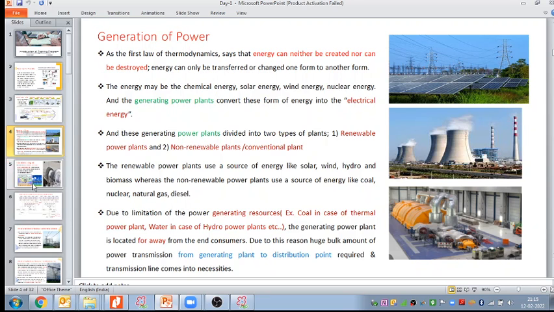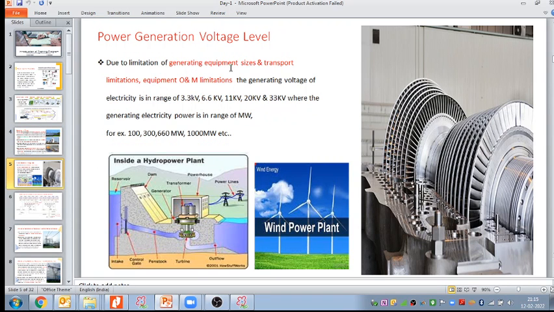Due to the limitation of generating equipment size, transport limitations, and equipment operation and maintenance (O&M) limitations, that is the generating voltage of the electricity. So why can we not generate 132 kilovolts or 220 kilovolts? For the generation of 11 kilovolts we already take such a huge size of turbine or boiler.